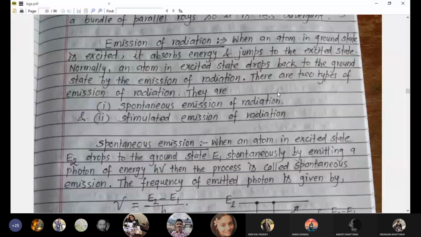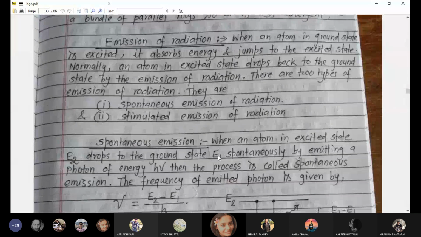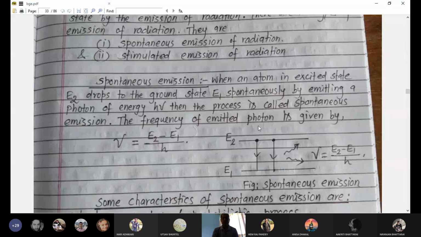The spontaneous emission, suppose initially the atom is in excited state. Let us see in the screen. The atom is in excited state and the atom in the excited state falls to the ground state spontaneously. There are two ways by which the atom drops back to the ground state from the excited state.